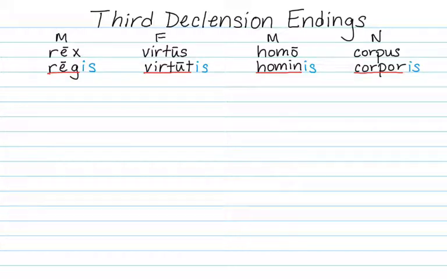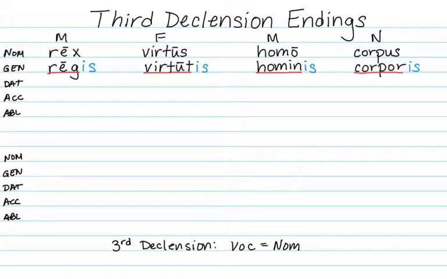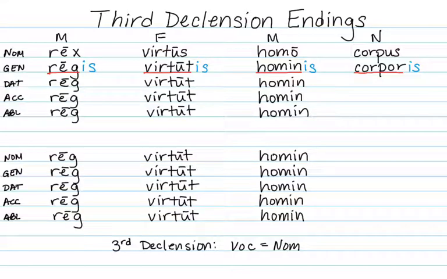As I said before, these are all different genders. No matter what gender, they all behave the same way. I'm not going to write out the vocative on this chart because for all third declension nouns, no matter what gender, the vocative is identical to the nominative. So let's write out the stem for each of these nouns. I'm looking at the masculine and feminine first. I'll tell you a little bit of difference for the neuters in a second. So now that I have the stem, let's add the third declension endings.